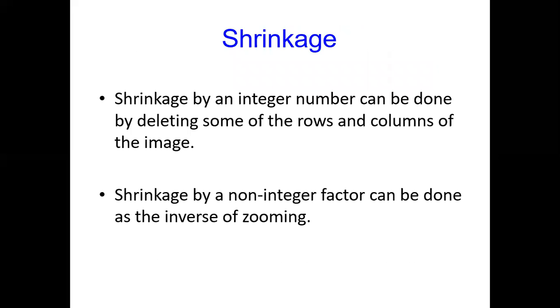Shrinkage by an integer factor can be done by deleting some of the rows and columns of the image. Shrinkage by a non-integer factor can be done as the inverse of zooming.